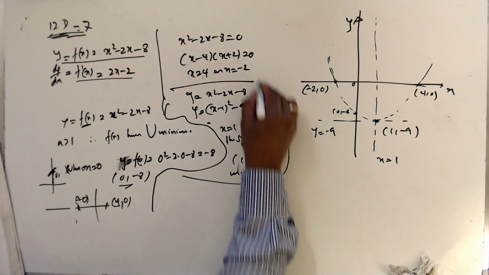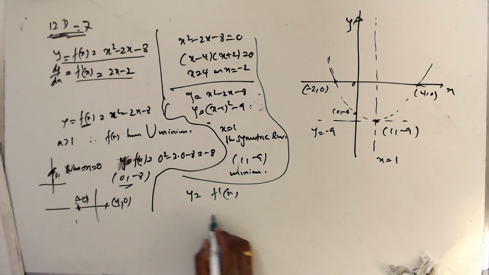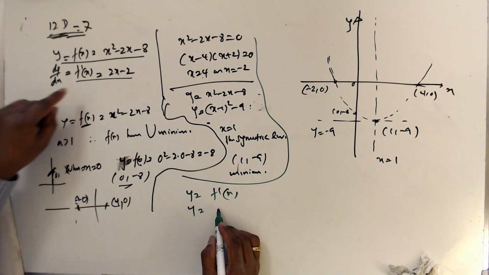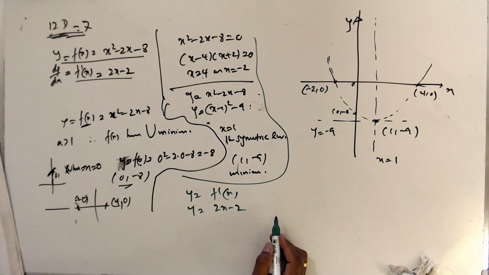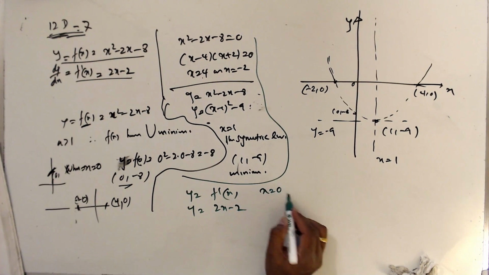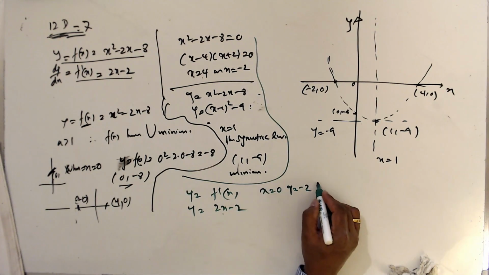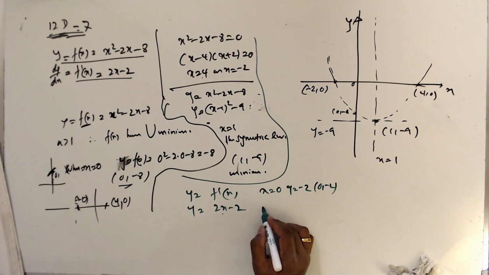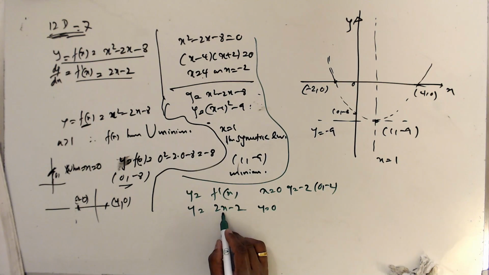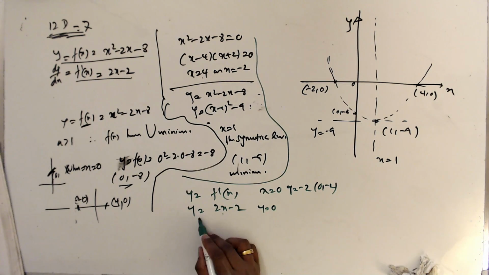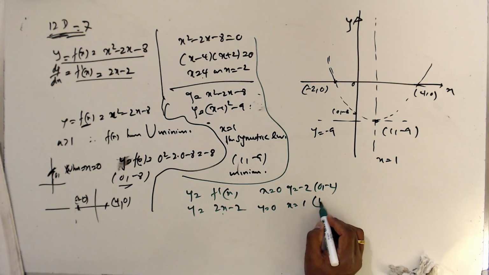Now we want to sketch y equals f'(x). It means y equals f'(x), which is 2x minus 2. This is just a line. So when x equals 0, y equals minus 2. One point is (0, -2). When y equals 0, x is 1. So this is (1, 0).